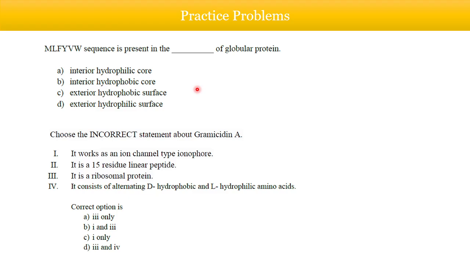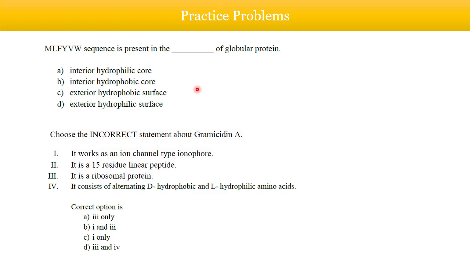Now, being hydrophobic rich, the interior. So the right option is interior hydrophobic core. It has to be in the core because if it had to be on the surface, either end would have to be hydrophilic, and then it could go. And anyway, the sequence is rich in hydrophobicity. So that is why option B is correct.